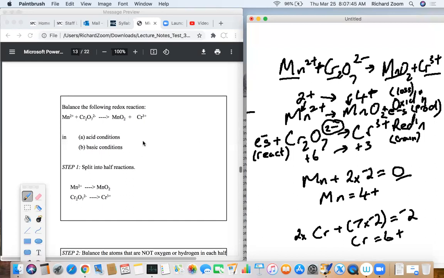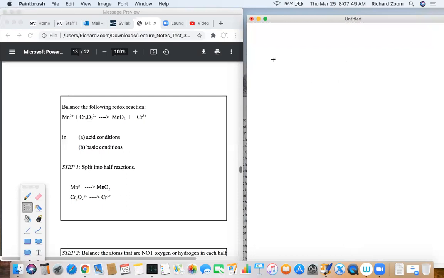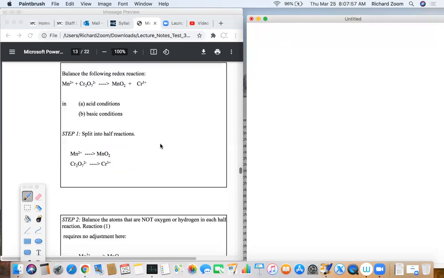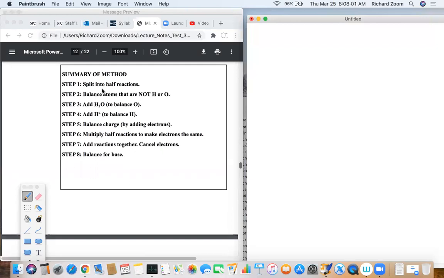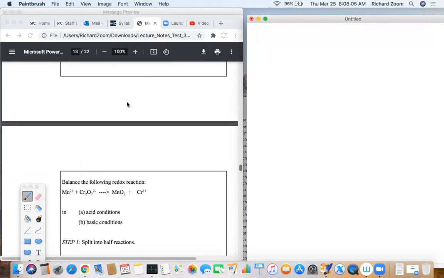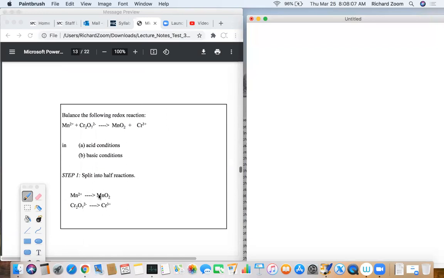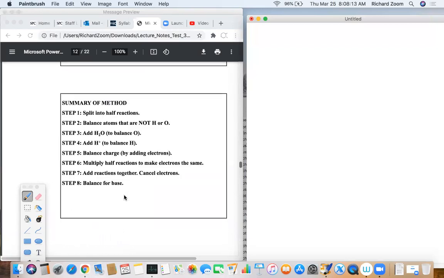Okay, so let's go through the process of balancing a redox problem. It's done in a number of steps, and I'll show you the steps here. This is the summary of the steps. We split the reaction into half reactions, which effectively means just making sure that we've got the two different sets of reactions going on that have the manganese and the chromium.